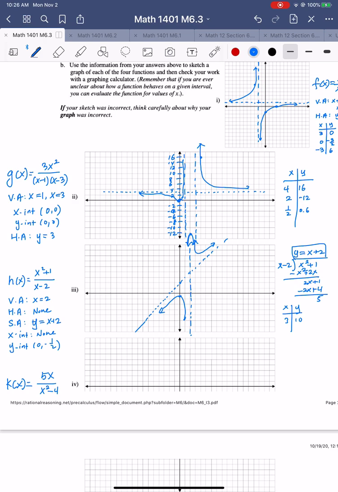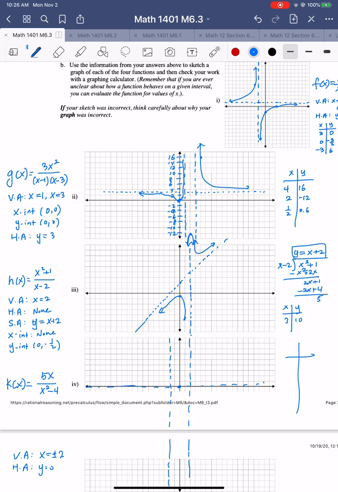Then the k function, which has vertical asymptotes at x equal to plus or minus 2, because the denominator x squared minus 4 is equal to 0. Horizontal asymptote, y equal to 0. So you have two verticals. I shouldn't do this, okay. It should be connected, okay. Sorry about that. And then the horizontal asymptote is right here.